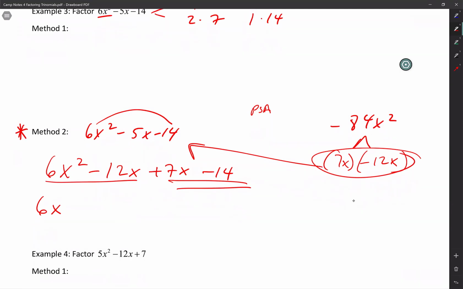So I'm going to factor out a 6x from the first two terms, guys. In case you don't know what I did, there's my 7x times negative 12x, and then I substituted that right here.